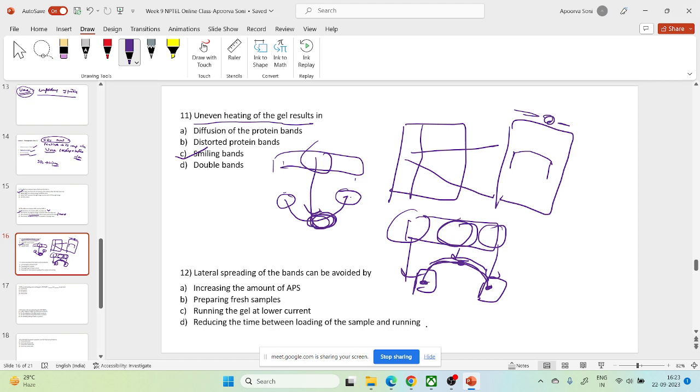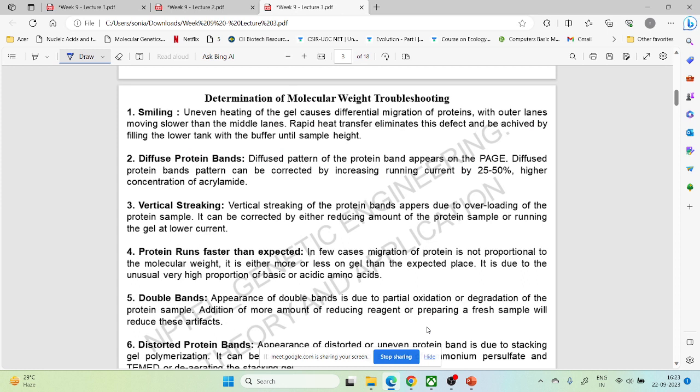Okay, we'll just see over here. So how smiling bands are formed, this is clear. Now we'll see one by one what different kinds of bands are formed and what the reasons are.